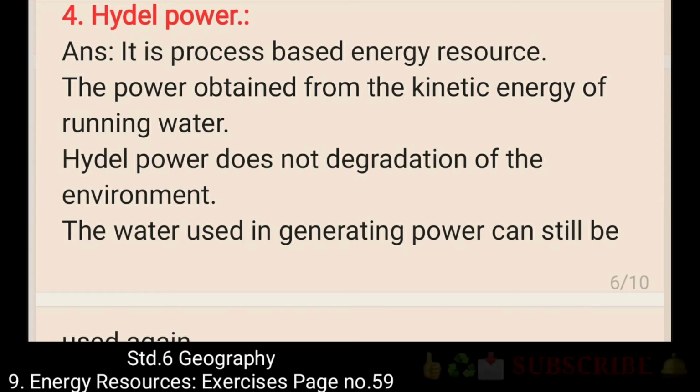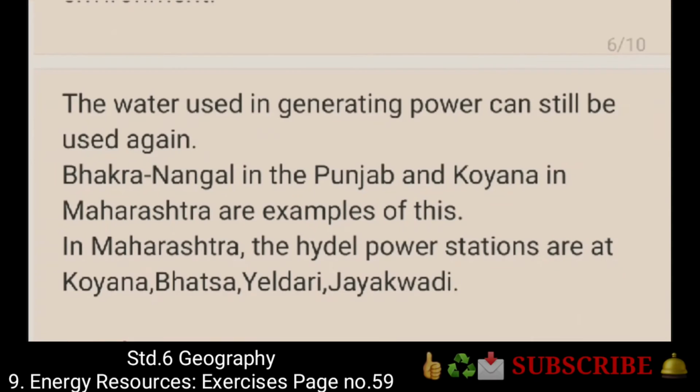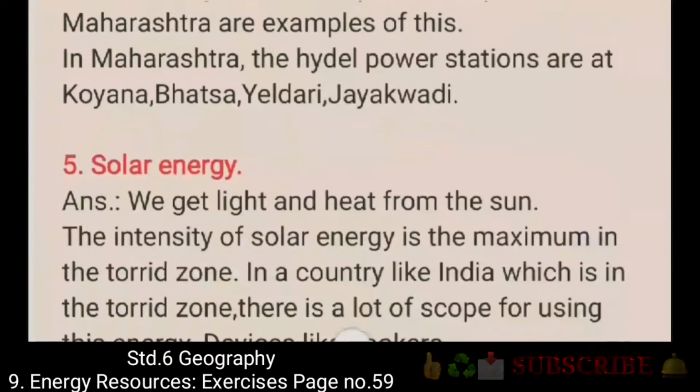Bhakra Nangal in Punjab and Koyna in Maharashtra are examples of this. In Maharashtra, the hydel power stations are at Koyna, Bhatsa, Eldari and Radhanagari.